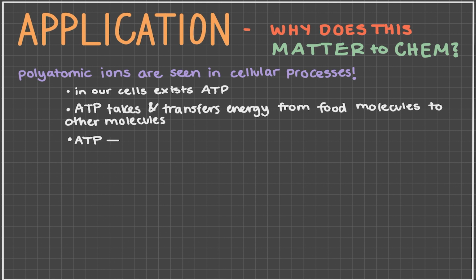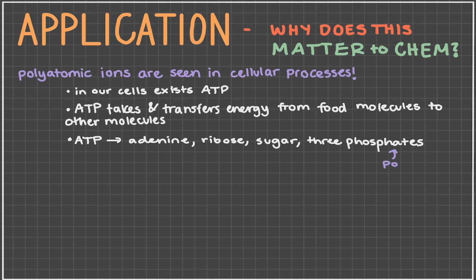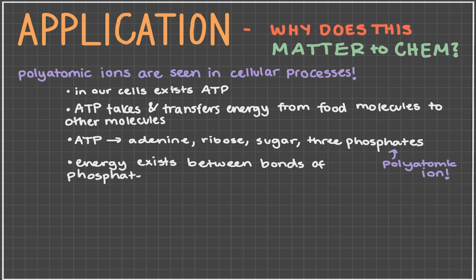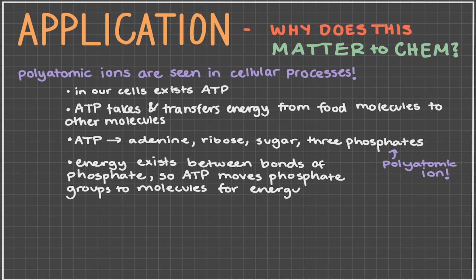ATP is made of adenine, ribose sugar, and as the triphosphate in the name may have indicated, 3 phosphates bonded together to the ribose. Phosphate is a polyatomic ion, like we just learned. And between the bonds of phosphate is where the energy is contained. So ATP moves phosphate groups to other molecules in order to transfer this energy.